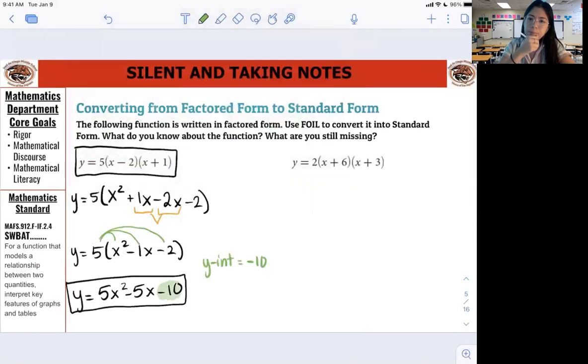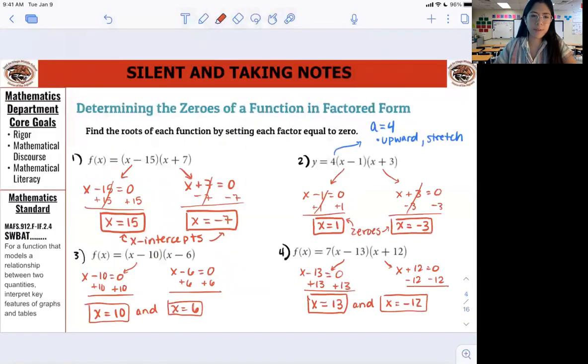What else do I have? X-intercepts, which are positive 2 and negative 1. How did we get that, Jaira? I went back to the original equation, the factored form, and then I just flipped the signs on both binomials and I got the answer. Exactly, just like we did in all of these examples.